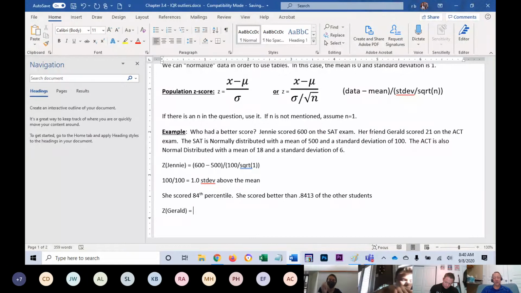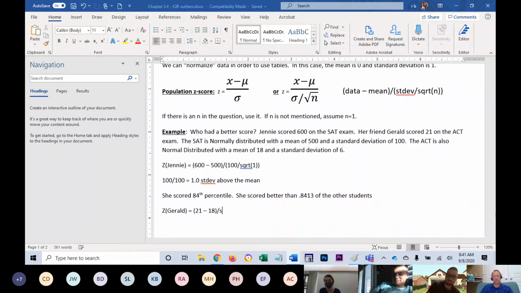Say your name when you volunteer. Alex Lawrence. Alex, good job. So how would you find the z-score for Gerald? First, you take X, which is his score on the ACT, which is 21, minus the mean score, which is 18, and divide that by the standard deviation of 6, divided by the square root of n, which is 1. So you can forget about it, I guess.